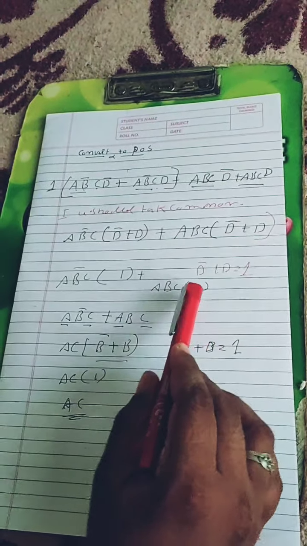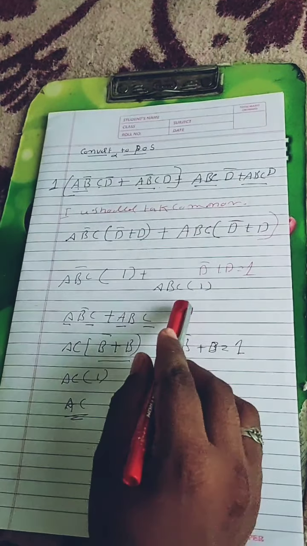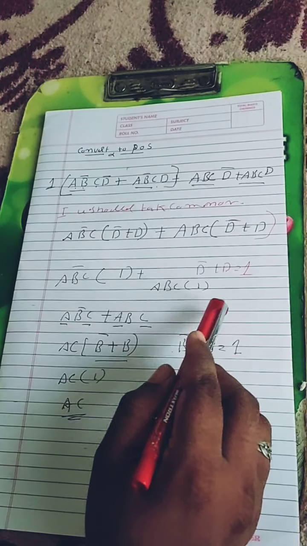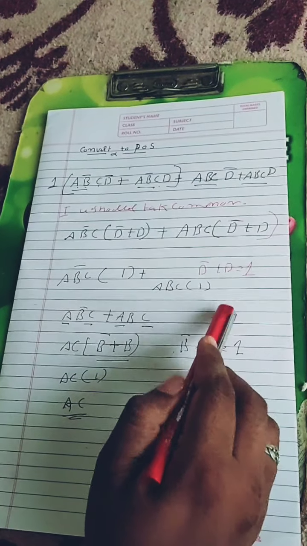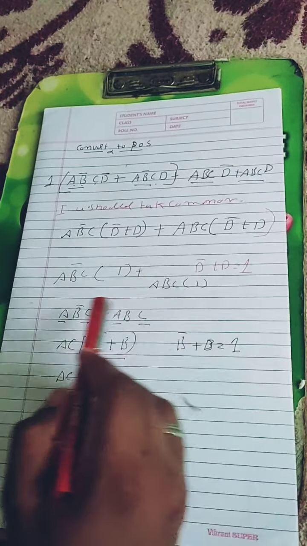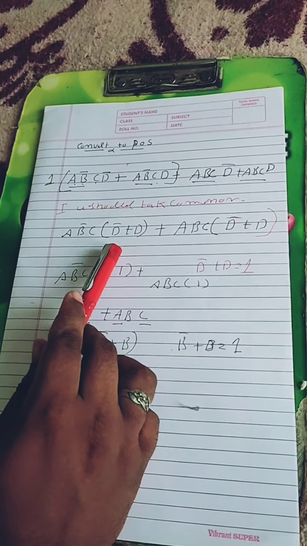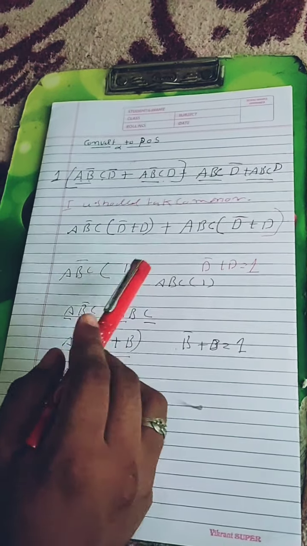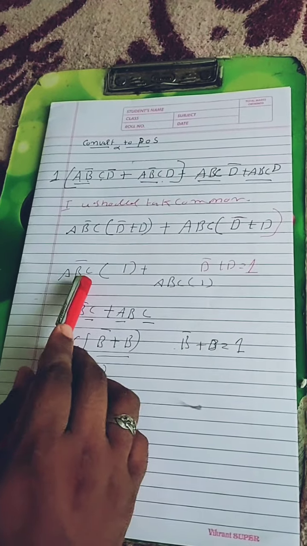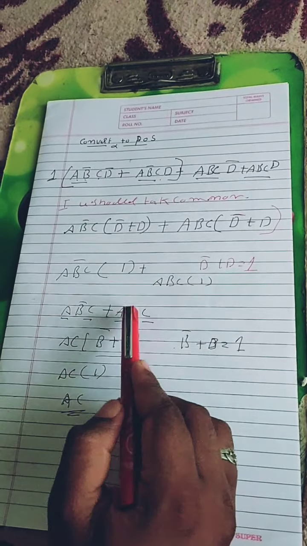We all know the complement law. It states that if you take a variable and its complement, then if you are going to use OR, it is 1, and if you are going to use AND, it will be 0. As we have that rule, we are going to apply that rule over here. So D bar plus D is equal to 1. So A B bar C into 1 is A B bar C. A B C into 1 is A B C.